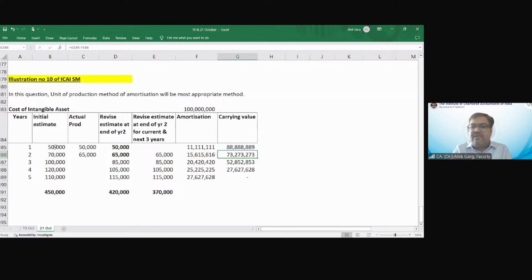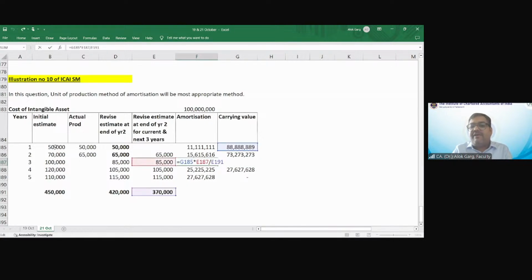This becomes the carrying value. So what is the third year depreciation? The third year depreciation would be, what can I do? Either I can apply the total of these three. The total of these three is 3,05,000. So 85 divided by 3,05,000, I can do that.